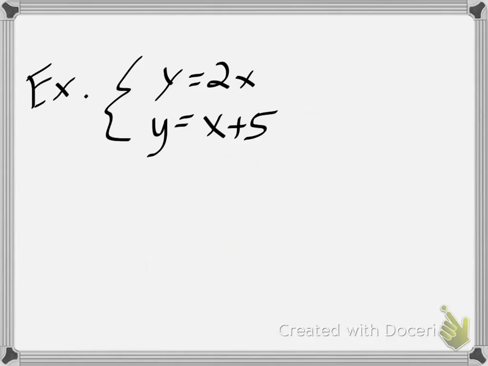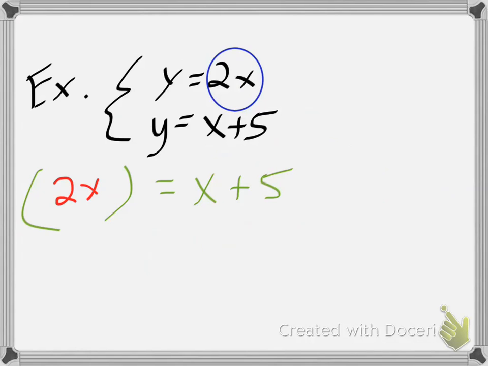But we're going to have to do substitution. So this is what I'm going to show you. You pick one of the equations, since they're both solved for a variable. I'm going to pick the first one. y equals 2x. That means 2x equals y. That's the value of y. So in the other equation, step 2, I'm going to plug it in place of y. So y equals x plus 5, but instead of y, I'm going to put the 2x.